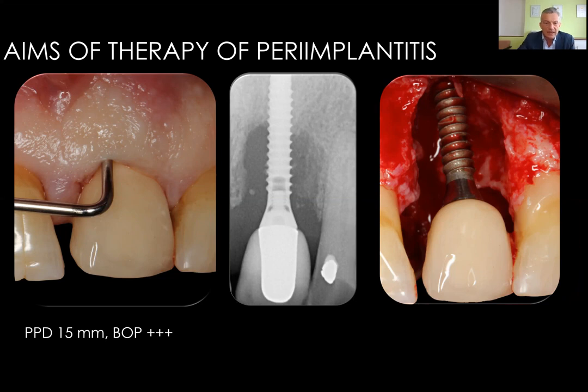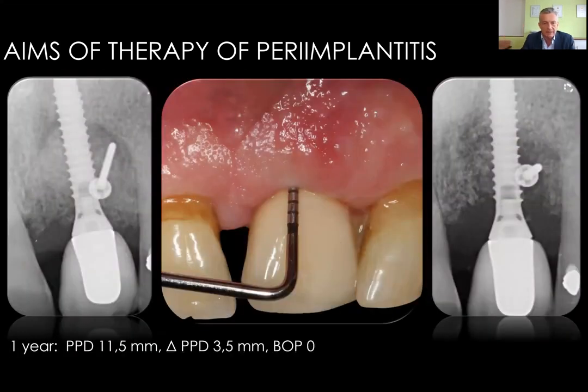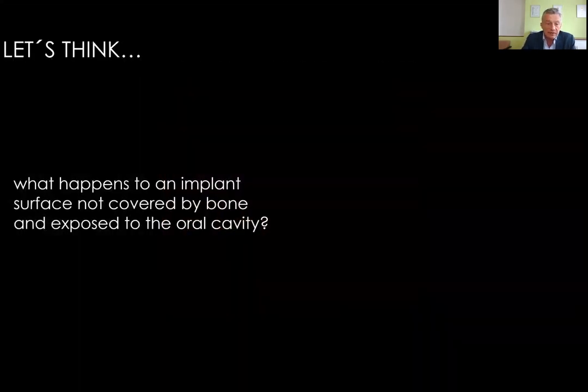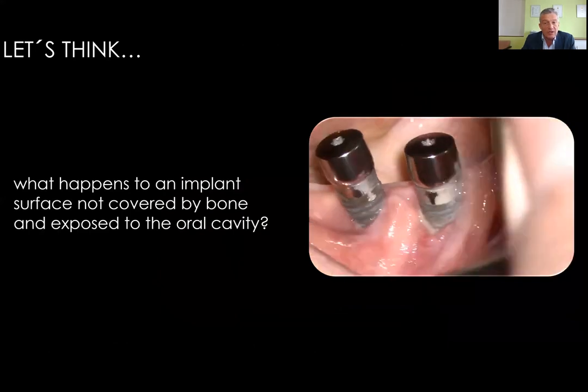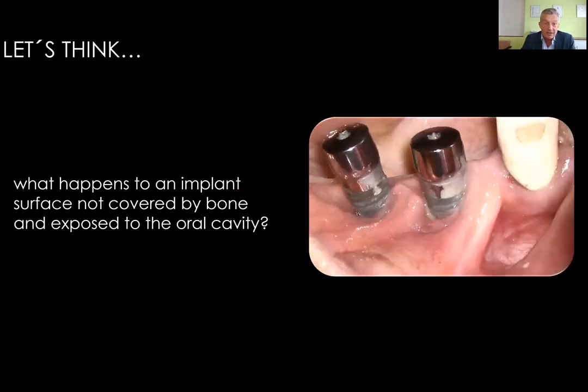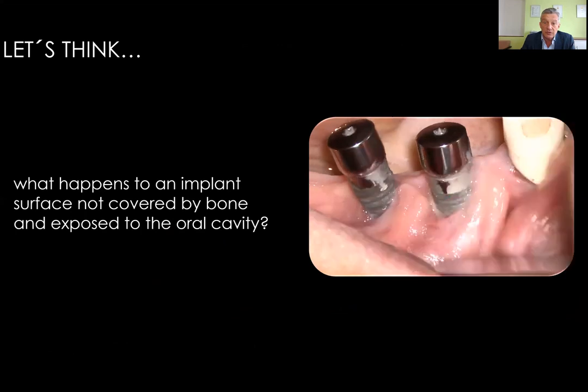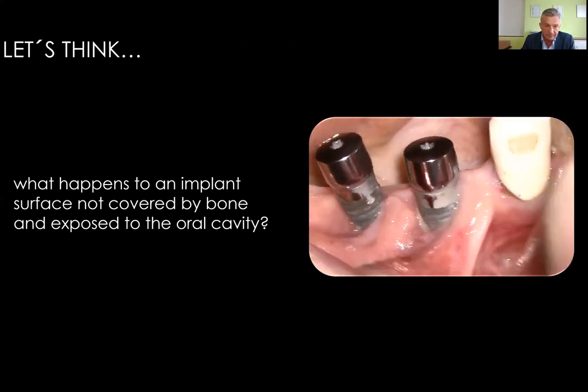Is it enough if we reduce bleeding after 1 year? If we reduce probing depth, it is 3.5 millimeters less, but still 11 millimeters. And I guess you all will agree that this case will not be stable. Finally, we remove this implant 1 year later, and we need to find a consensus of what an aim could be to maintain implants in the long run.